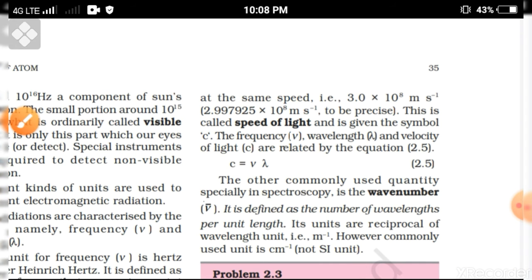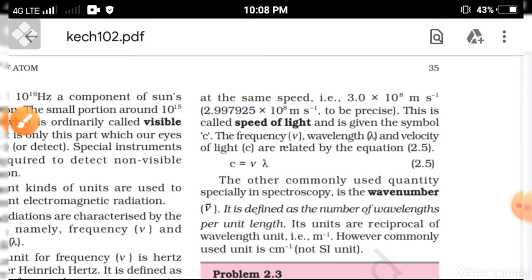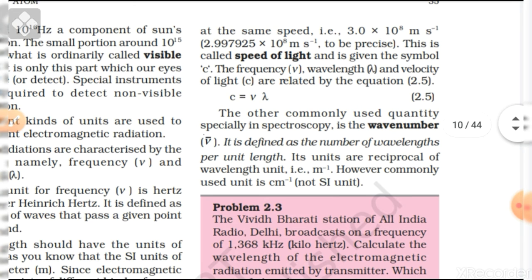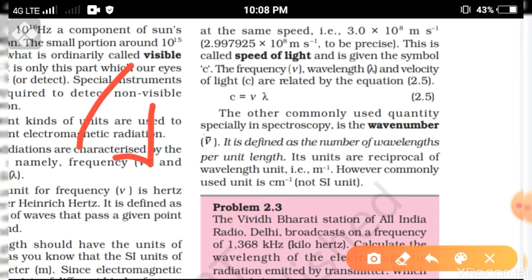Understand? Another commonly used quantity, especially in spectroscopy, is known as wave number. Wave number is also a measured quantity in spectroscopy. It is denoted by nu bar. It is defined as the number of wavelengths per unit length.